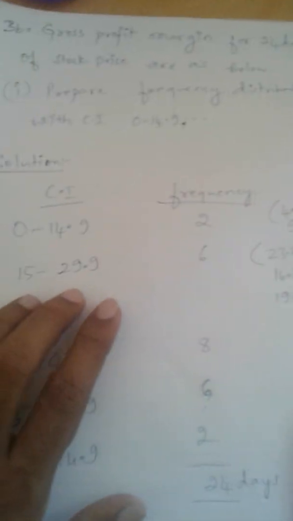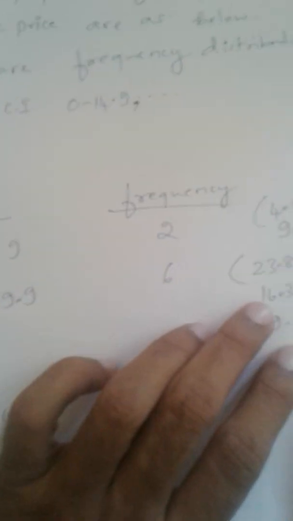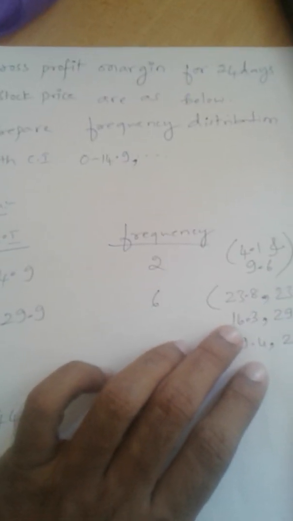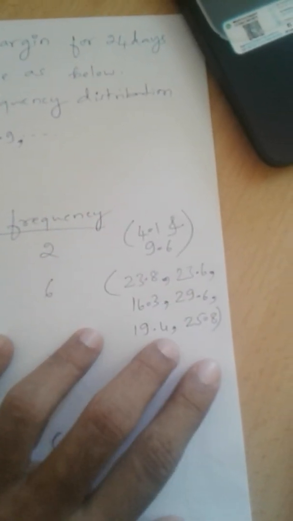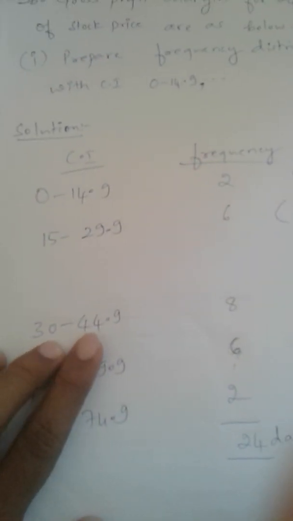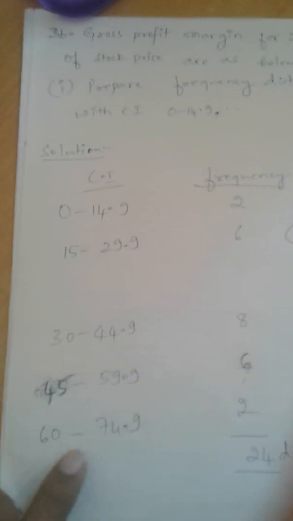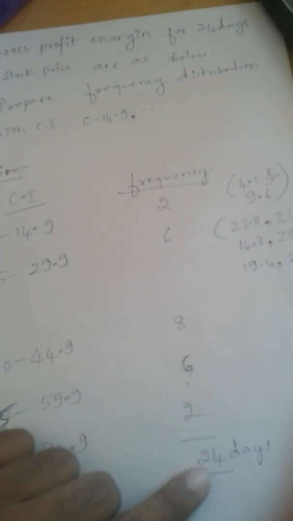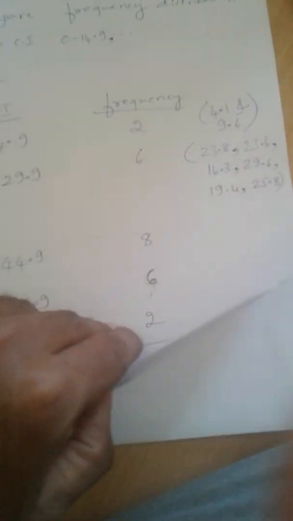Next, between 15 and 29.9 there are 6 different stock prices. Which are those? 23.8, 23.6, 16.3, 29.6, 19.4 and 25.8. This is again from the question statement itself. Similarly, for the next class interval we have 8, for 45 to 59.9 there are 6, and in the last class interval there are 2. So in total it is 24 days. Like this we are supposed to prepare the frequency table.